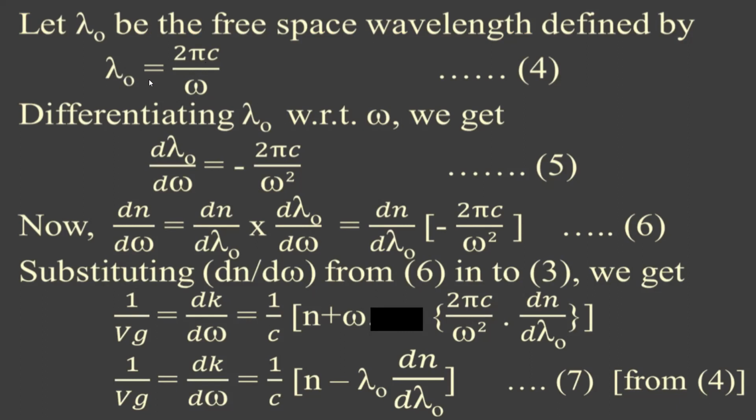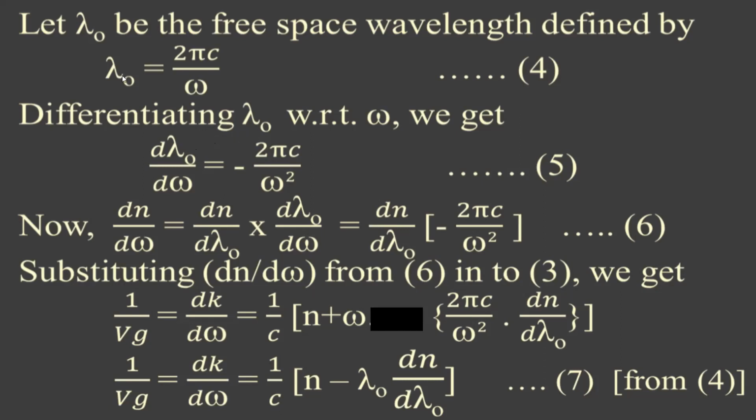that this lambda naught can be written as 2 pi c by omega. This is the free space wavelength. Free space wavelength means it is the wavelength of the light when it is moving in free space, or it is also called a vacuum.